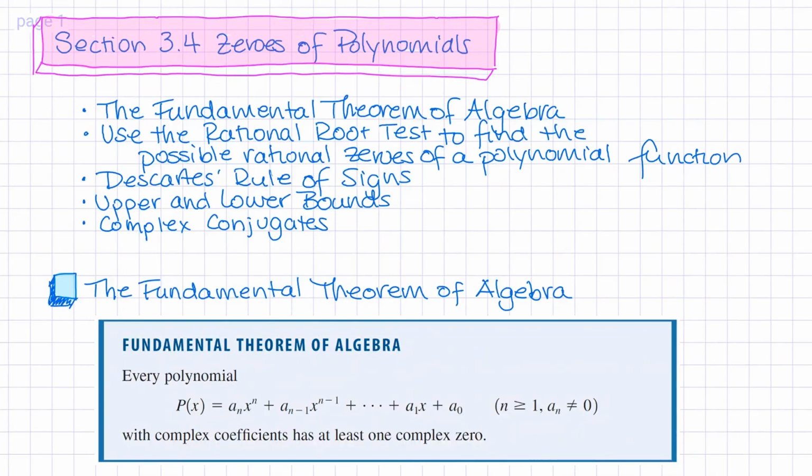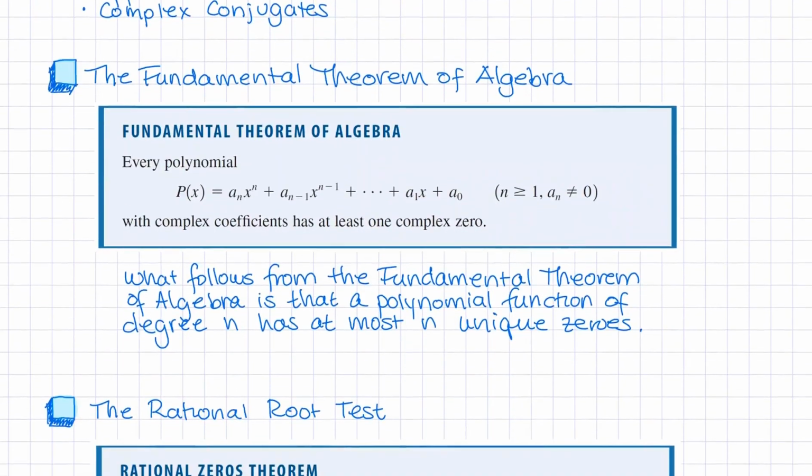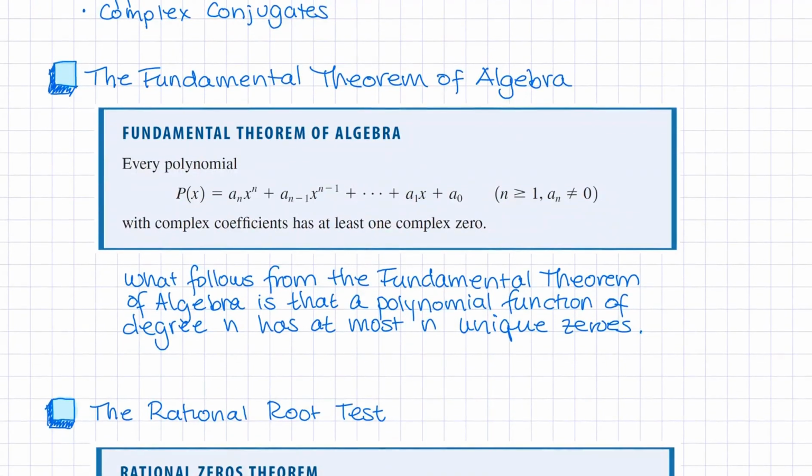So the first thing, the fundamental theorem of algebra. There's not much to this. So here's what it says formally. Every polynomial p of x equals a sub n x to the n plus a sub n minus 1 x to the n minus 1 plus, and so on, with complex coefficients has at least one complex zero. And so that's the key, there's going to be at least one solution to every polynomial function. That's all it's saying.